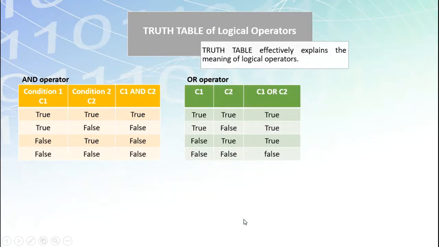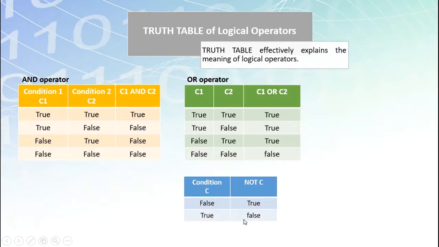Let's now see the truth table of the NOT operator. The NOT operator takes only one condition, C. NOT of the condition. If the condition is false, the NOT operator returns true. If the condition is true, the NOT operator returns false.